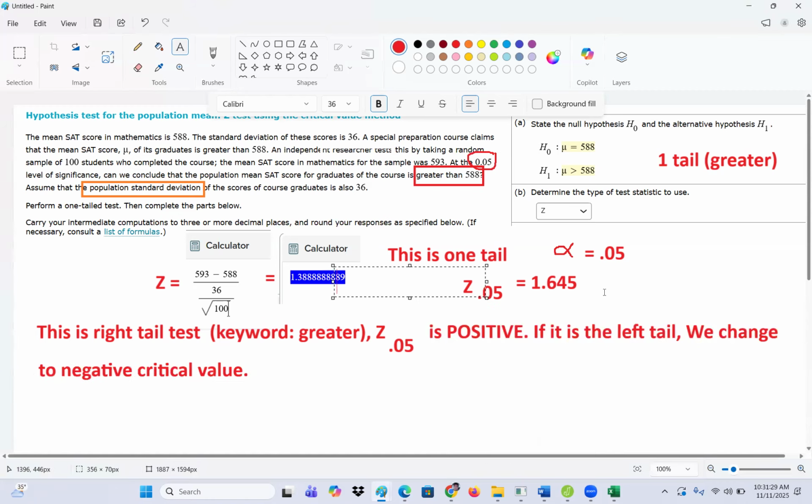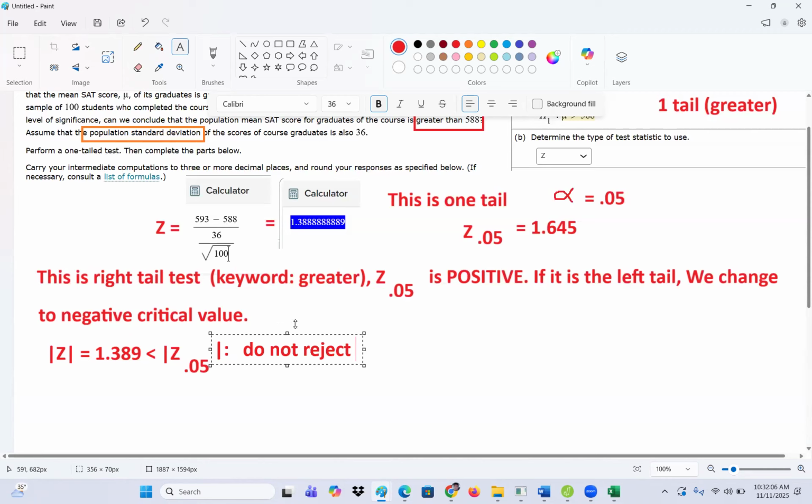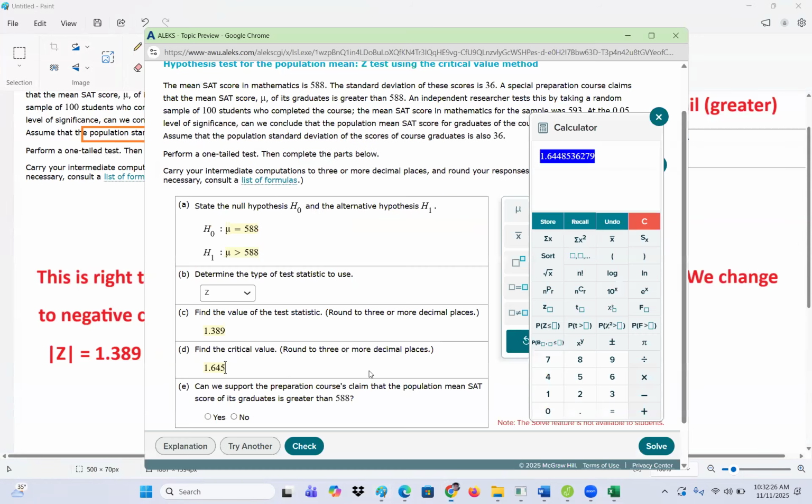All right, and then we can compare them. This is just a little remark. If the z was equal to 1.389, which is less than z at 0.05, then what we can say is we fail to reject the null hypothesis. We do not reject, because that still stays within the confidence level where we have no information. We cannot accept the claim, because the mean can be any point that moves from one point to another. So we cannot accept the claim. All right, as simple as that.